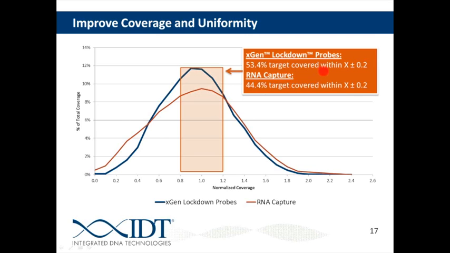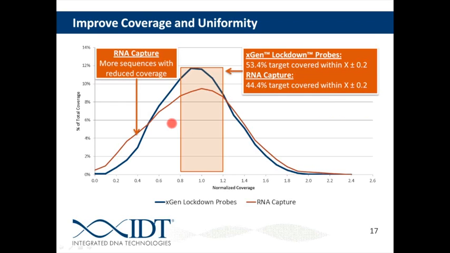xGen lockdown probes have 53.4% of sequences covered within plus or minus 0.2 of the mean. The RNA capture set had 44% of sequences covered within plus or minus 0.2 of the mean. Furthermore, the RNA capture resulted in more sequences with reduced coverage when compared to our xGen lockdown probes. This can result in wasted sequence coverage if you have a hard minimum coverage requirement for your panel.